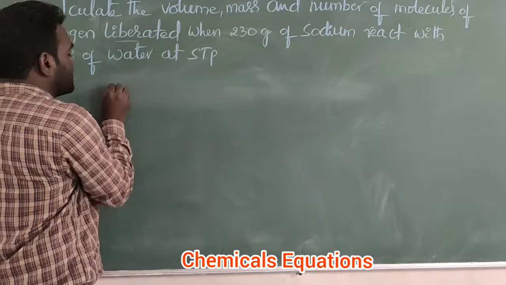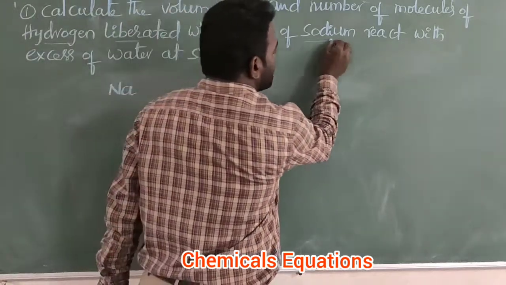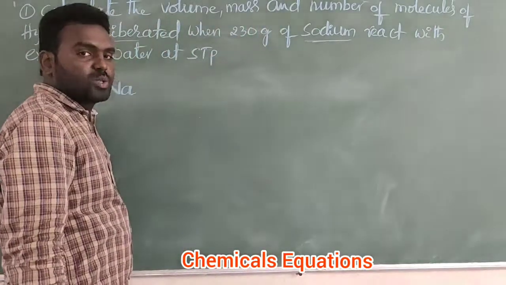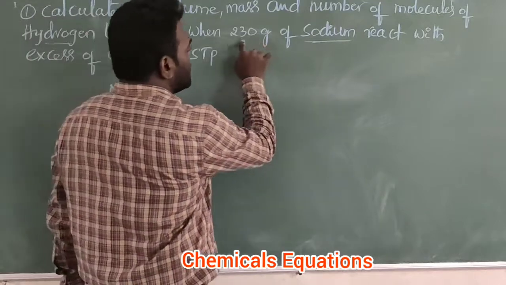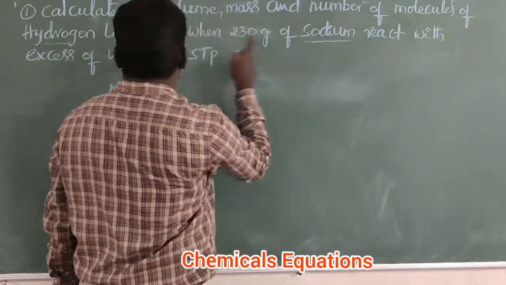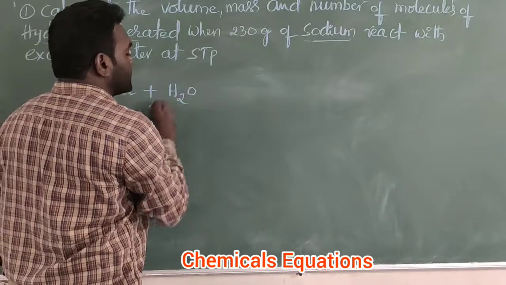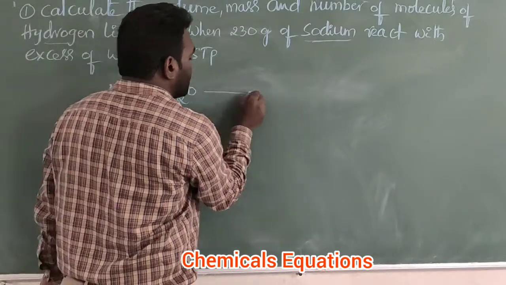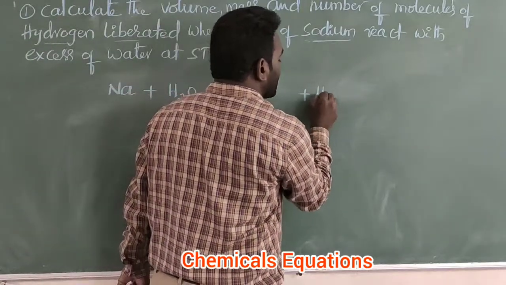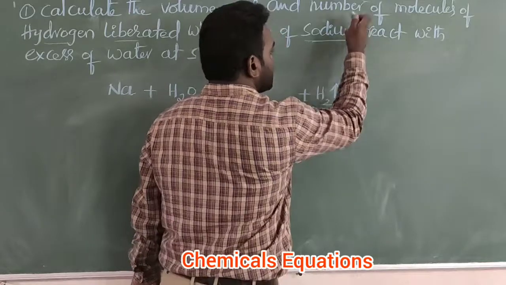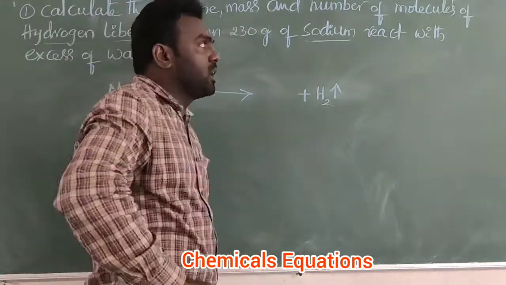Sodium reacts with, here this is called the symbolical representation of sodium, Na. The word form is the spelling of sodium, but this is the symbolical representation. So 230 grams of sodium react with excess of water. Excess of water means we will take a larger amount of water. Then one of the products mentioned in our question is hydrogen gas, because in our question they ask to calculate the volume, mass and the number of molecules.